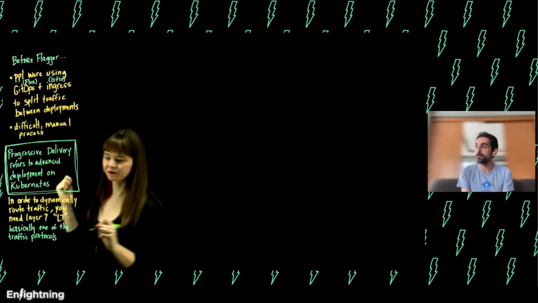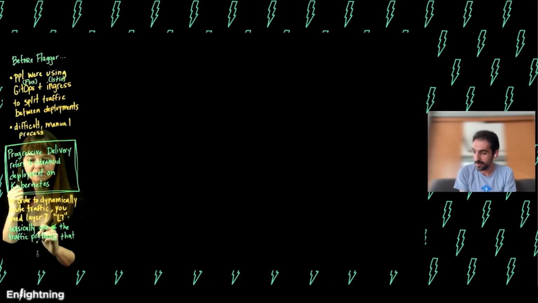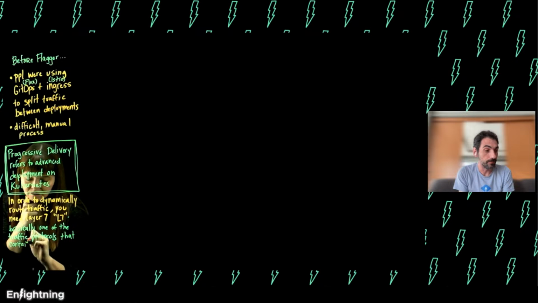Yeah, you can inspect that traffic and get the metadata out of it, more than just the source IP, which layer 4 allows you to do.